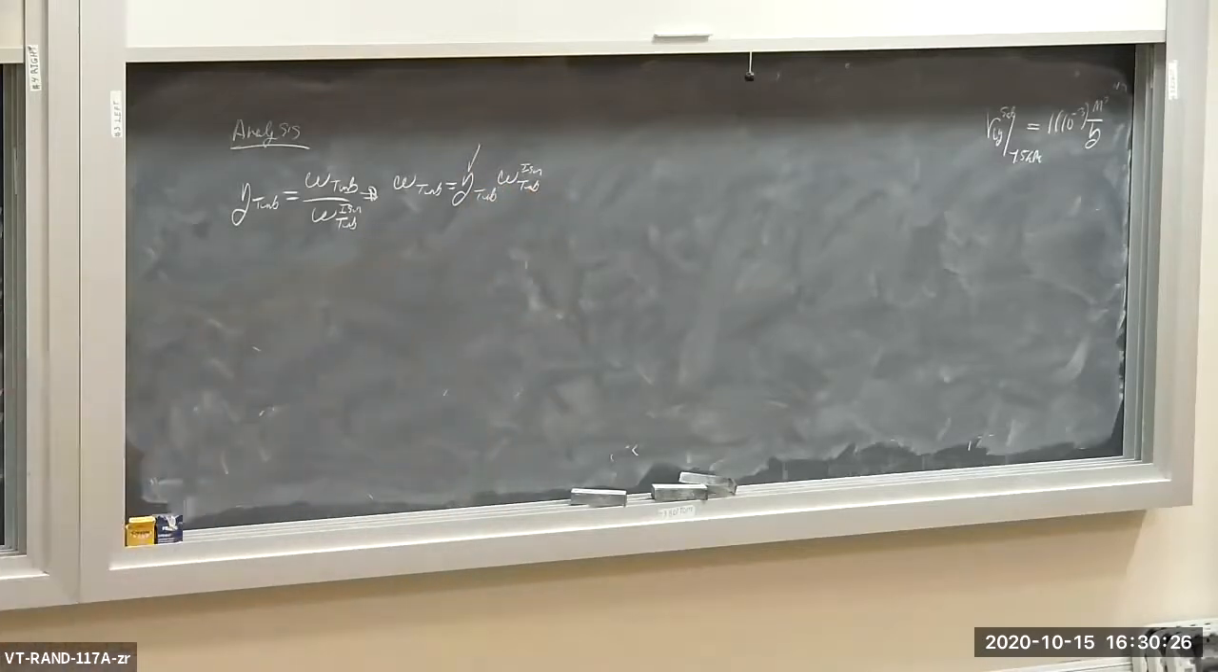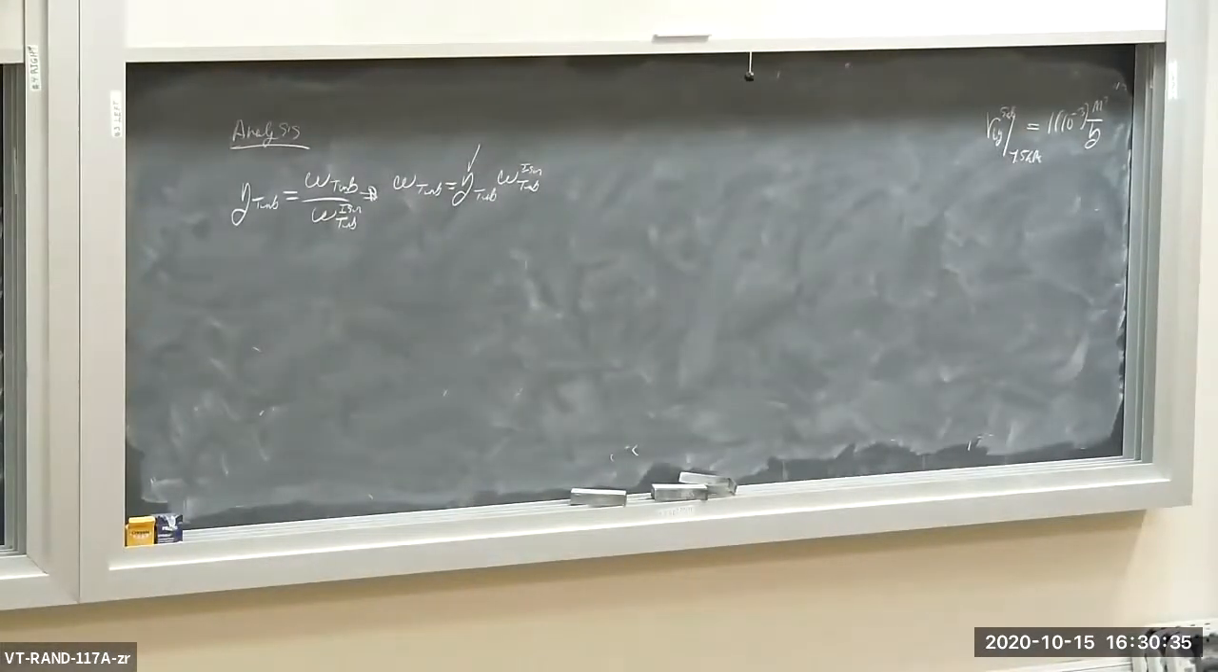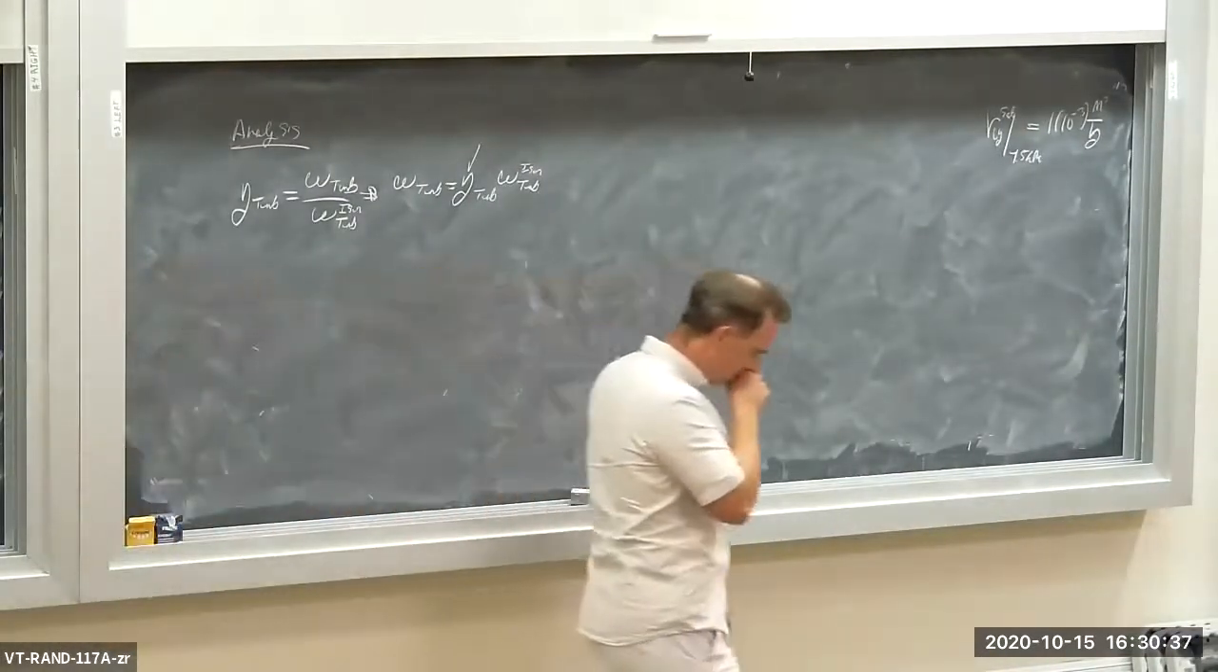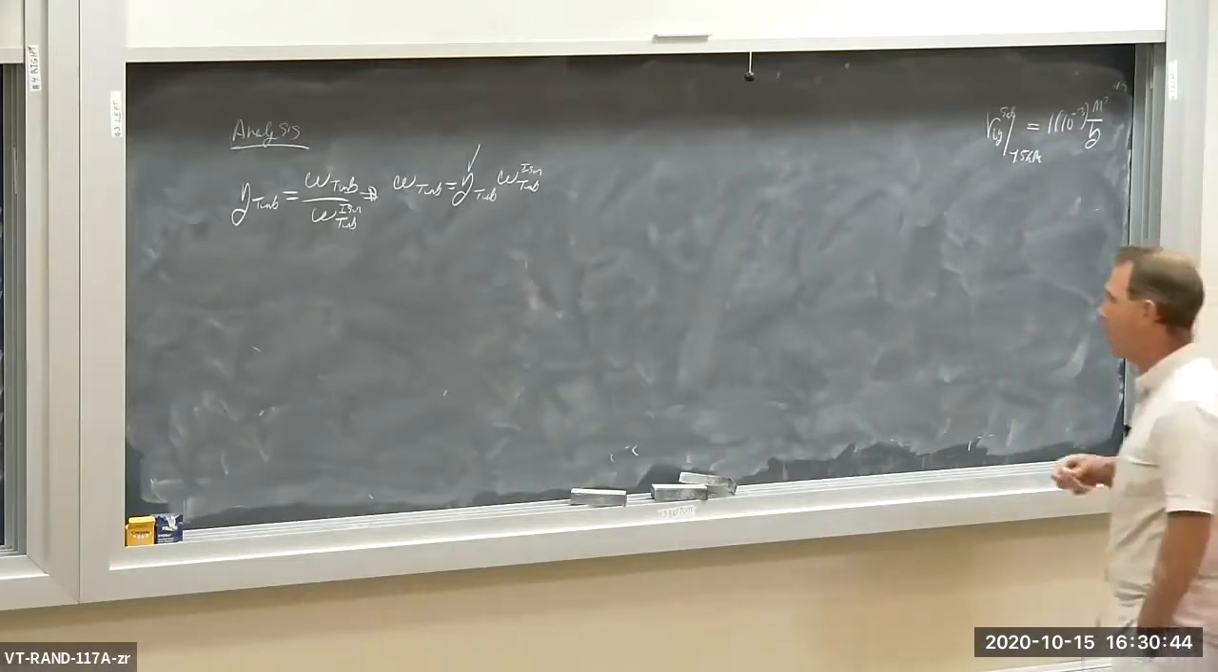Let's see, what is it, 85%? 85%, okay, so I got eta turb, very good. Let's find the work, the specific work for the isentropic turbine.